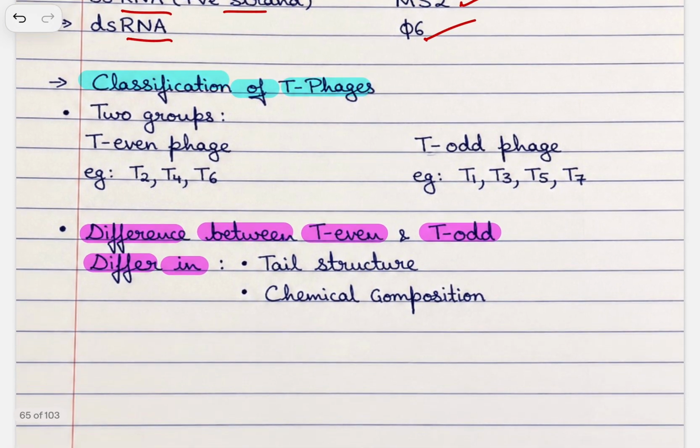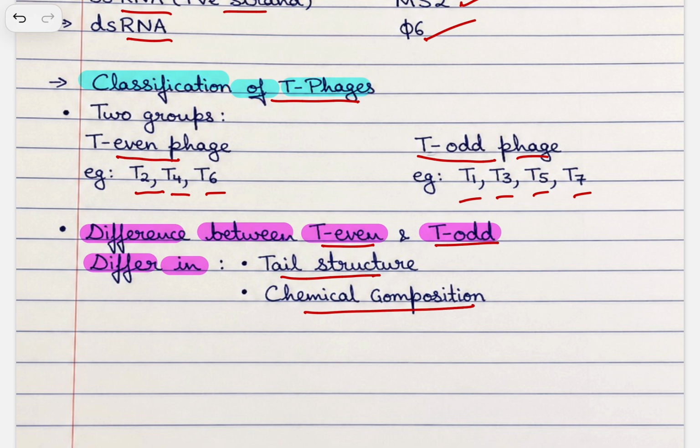Classification of T phages, two groups: T even phages, T2, T4, T6, and T odd phages, T1, T3, T5, T7. The difference between T even and T odd: they differ in tail structure and chemical composition, very important.